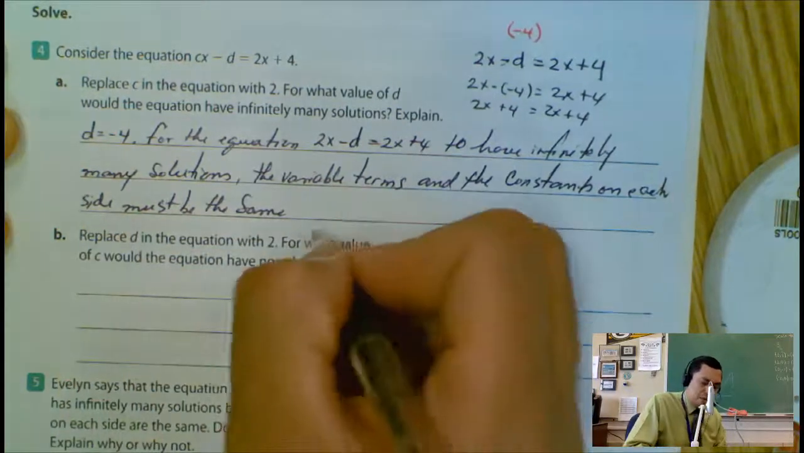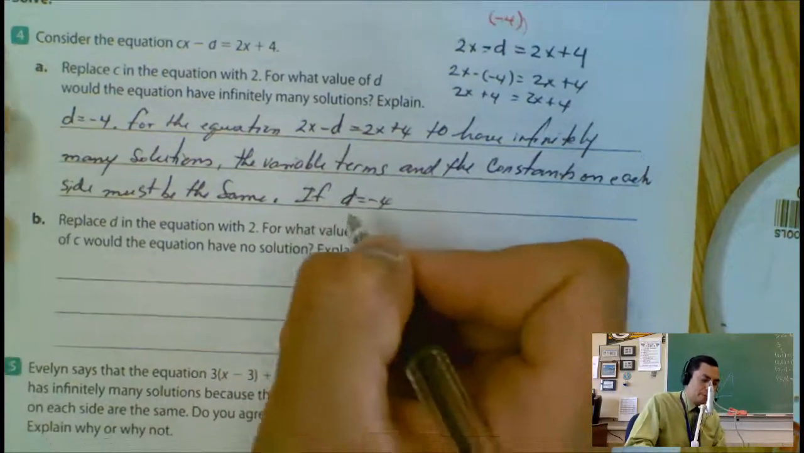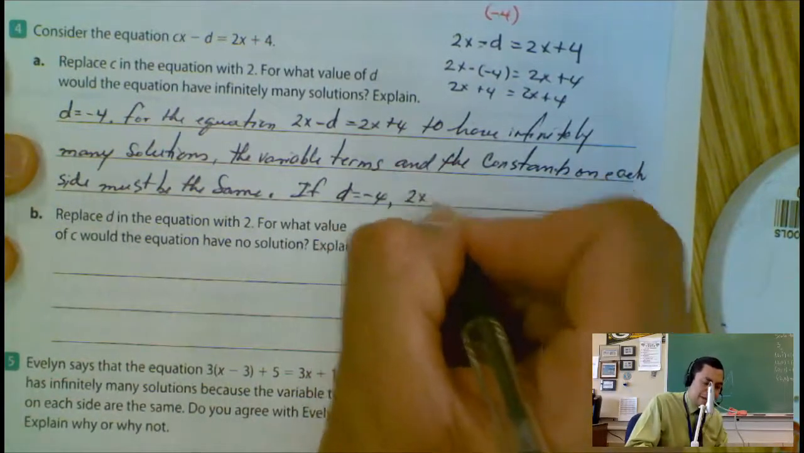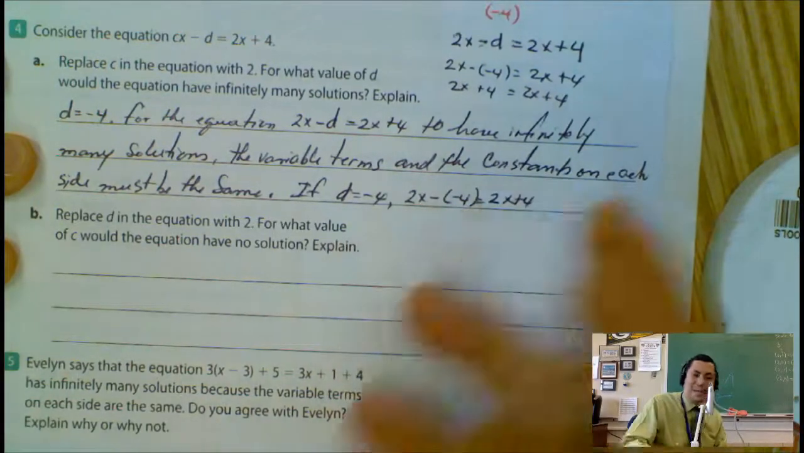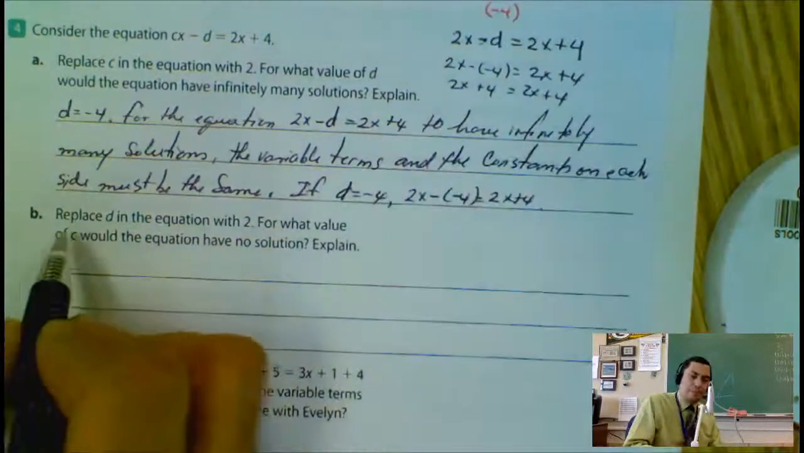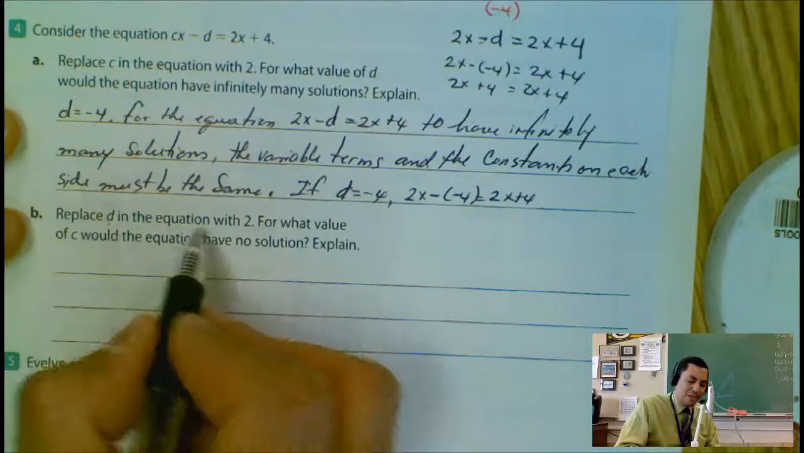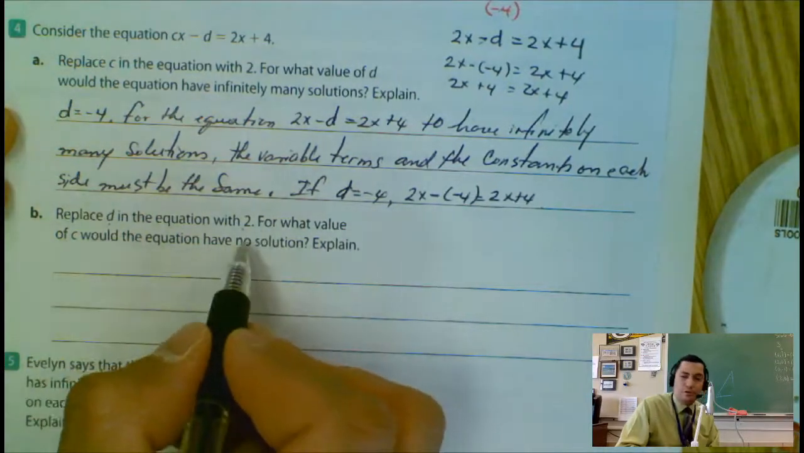Okay, so if d equals negative 4, we have 2x minus negative 4 equals 2x plus 4, and I did that step here, and you get the same. Okay, now b: replace d in the equations with 2. For what values of c will the equation have no solution?